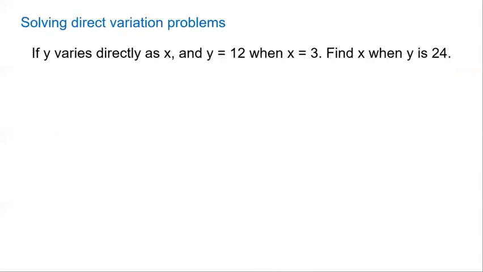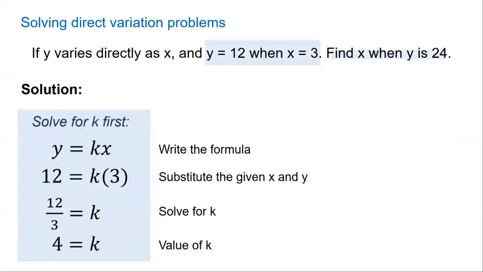Next natin is how to solve problems involving direct variation. Let us have this example. If y varies directly as x and y is equal to 12 when x is equal to 3, find x when y is 24. So to solve for k, write the formula and then substitute the given x and y. Then solve for k. Divide both sides lang sa 3. Kaya naman sa kanan, we have k na lang ang naiwan. At sa kaliwa naman, we have 12 divided by 3, so that is equal to 4. Therefore, k is equal to 4.